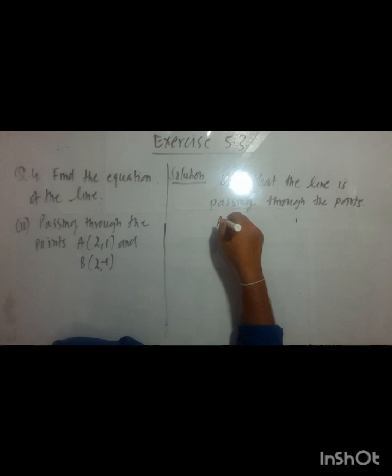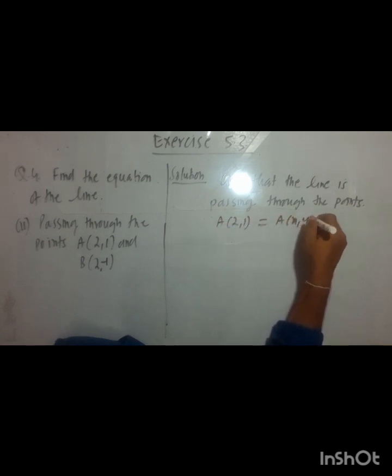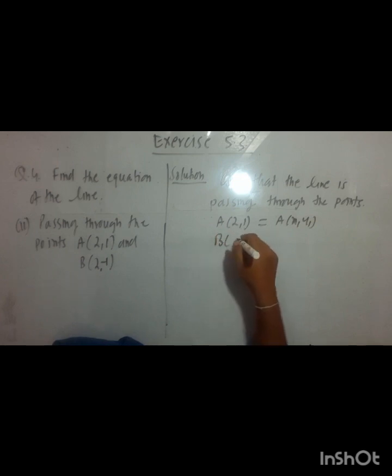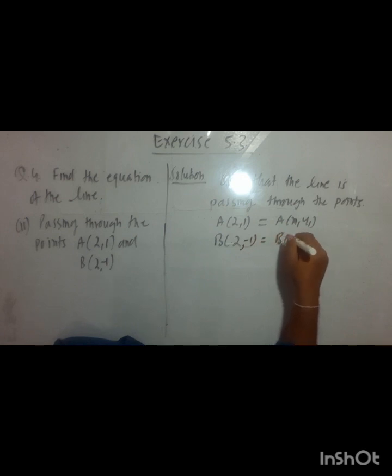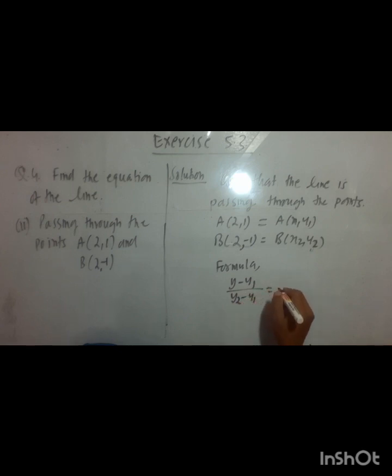What are the points? A is 2 comma 1, that is equal to x1 y1, and B is 2 comma minus 1, that is equal to x2 y2. Okay, so if you solve by the two-point formula, what will be your formula? y minus y1 upon y2 minus y1 is equal to x minus x1 upon x2 minus x1.